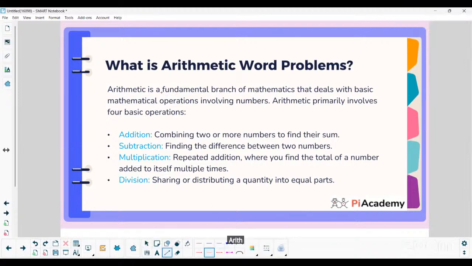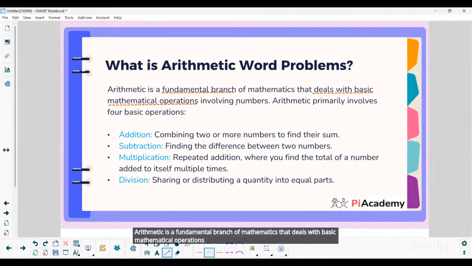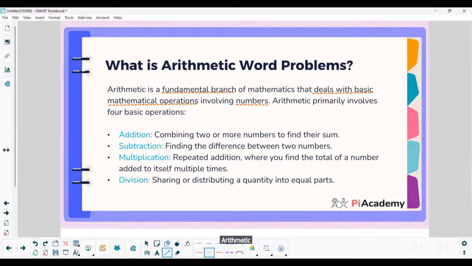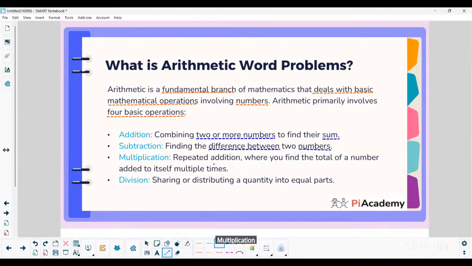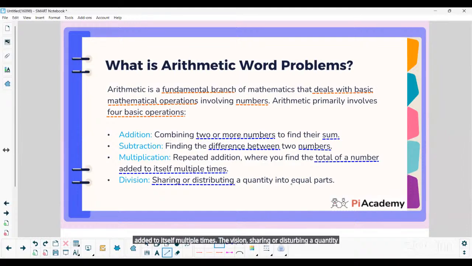Arithmetic is a fundamental branch of mathematics that deals with basic mathematical operations involving numbers. Arithmetic primarily involves four basic operations: addition, combining two or more numbers to find their sum; subtraction, finding the difference between two numbers; multiplication, repeated addition where you find the total of a number added to itself multiple times; division, sharing or distributing a quantity into equal parts.